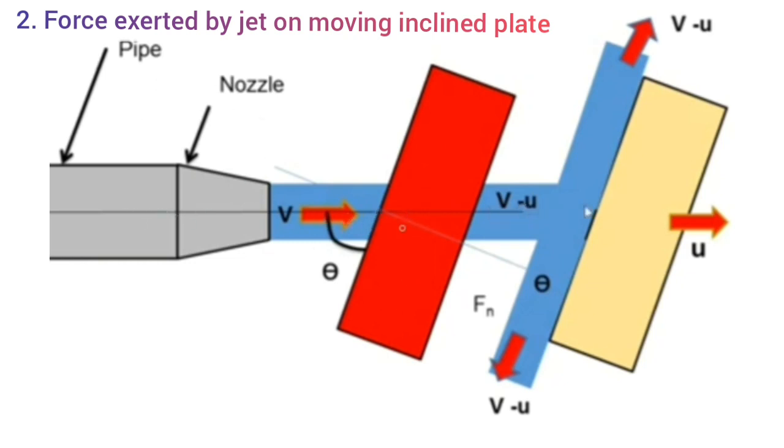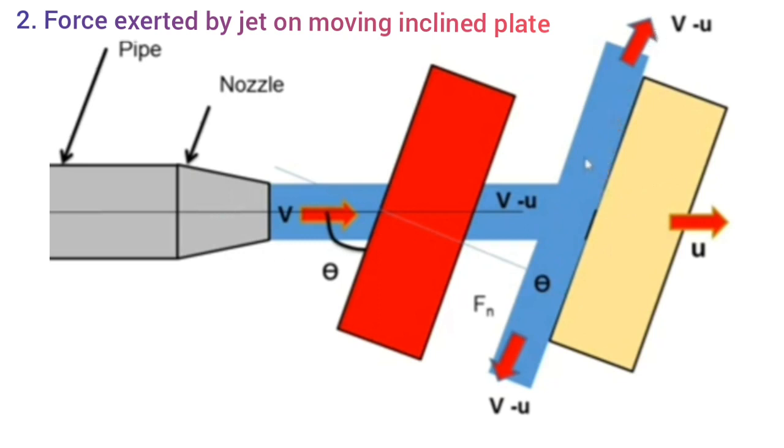The water comes out of the nozzle with a velocity v, and you can see the plate is inclined. Let the angle between the plate and the jet be theta. Initially the plate will be in this location. When the jet strikes this plate, since the plate is not fixed, the plate will also move with a velocity equal to u, so it will reach a new position.